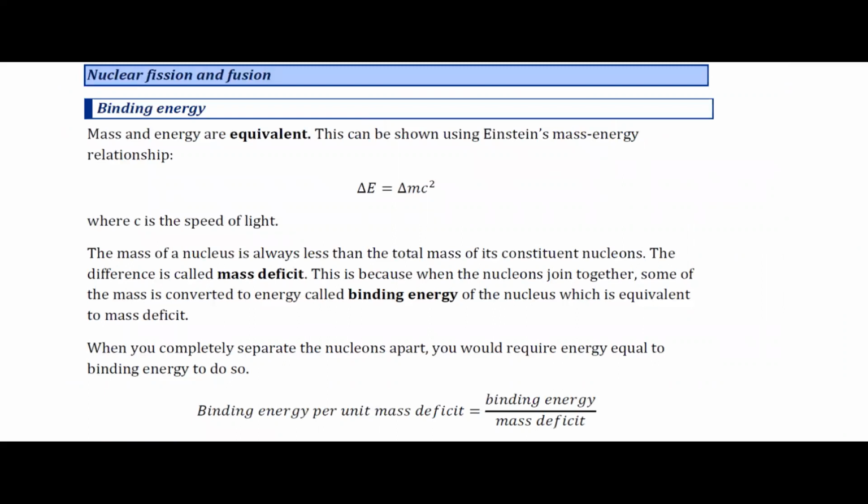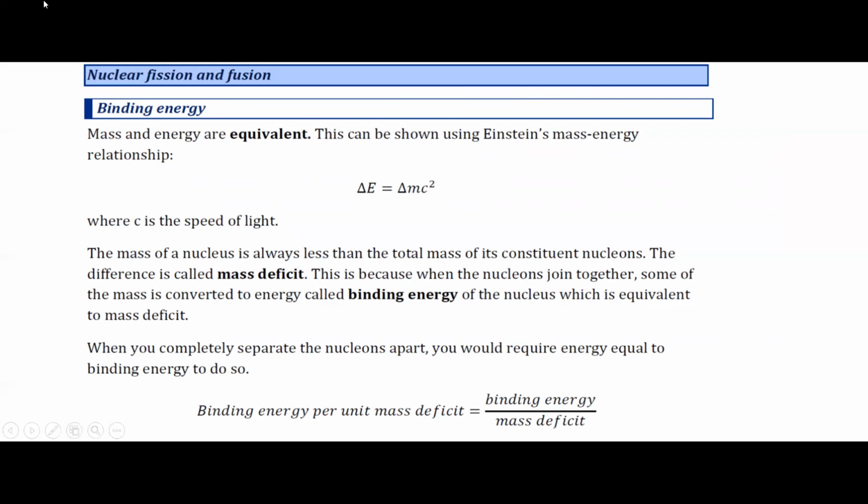Then nuclear energy can be released in two ways. One is called nuclear fission, another is called nuclear fusion. Nuclear fission means when a heavy nucleus breaks down into lighter nuclei. And fusion means when lighter nuclei join to form a heavy nucleus.